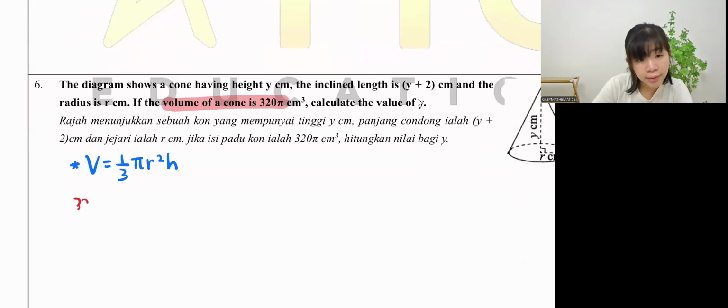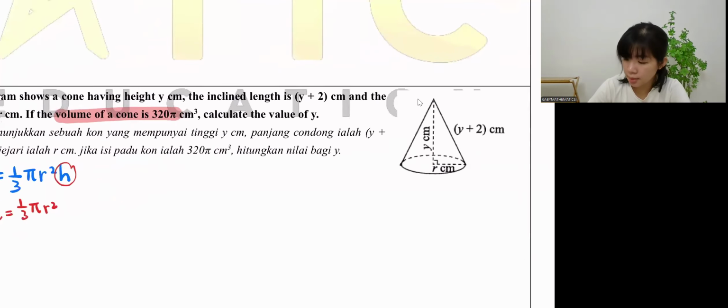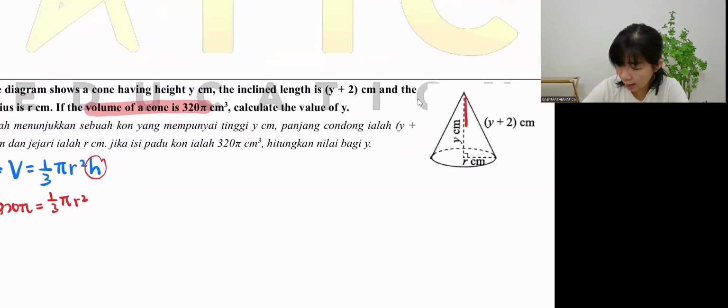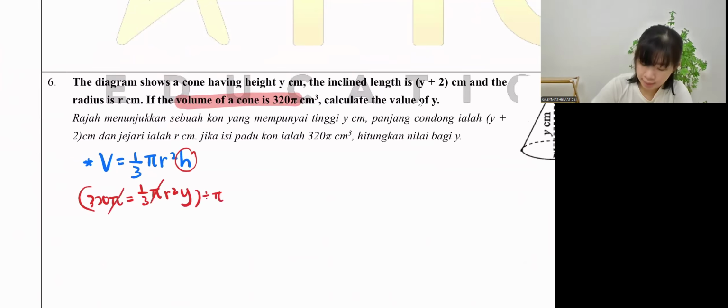Okay, volume is 320 pi equal 1/3. Okay, we keep the pi so that the pi can cancel later. R, what is R? We don't know. We have to put R square again. Okay, then how about the height? The height is Y. Okay, go Y. Okay, pi, everything divided by pi. Pi and pi cut away. Okay, we left 320 equal 1 over 3 r squared y.